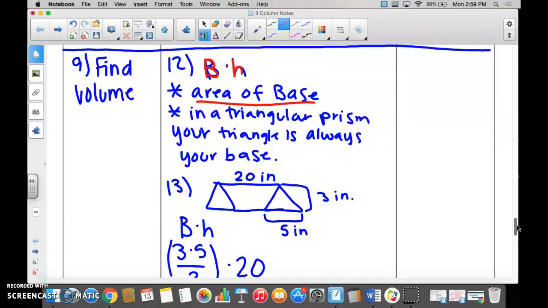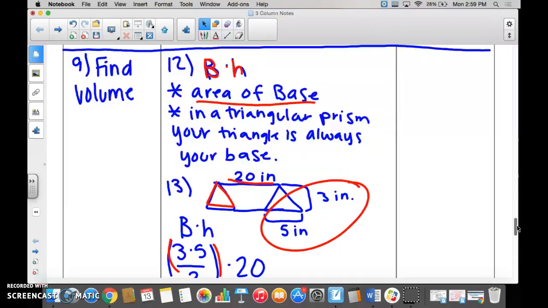In a triangular prism, what is always going to be the base? Amr? The triangle. This is always going to be your base. So right here, when we did 3 times 5 divided by 2, that comes from right here. This is your base. Your height, then, this is where it's confusing because you have to flip the image in your head. This now becomes your height. Your 20 inches becomes your height.